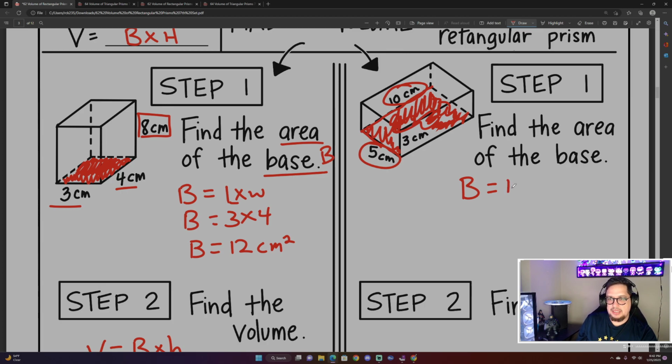I'm going to multiply 10 centimeters times 5 centimeters. So my area of base is 50 centimeters squared. Because I'm multiplying centimeters times centimeters. That's squared. Okay. So now that I know my area of the base, my height of the shape is 3. Going up, it's 3. So the height is 3.